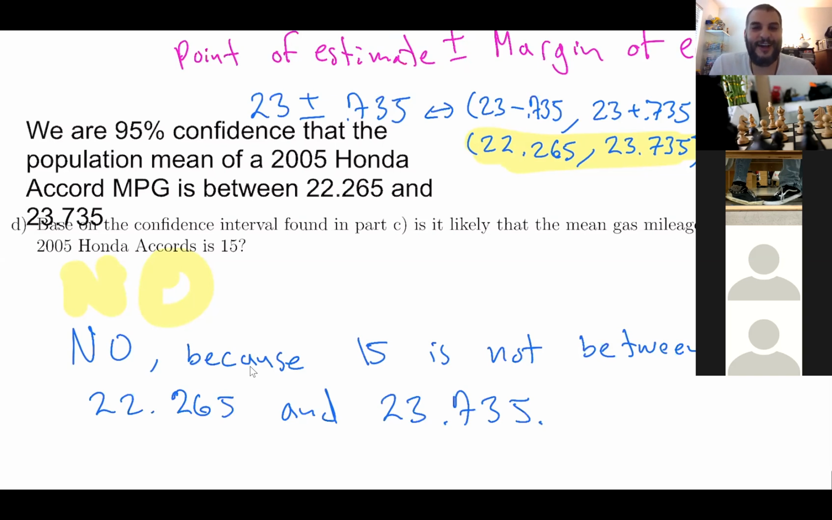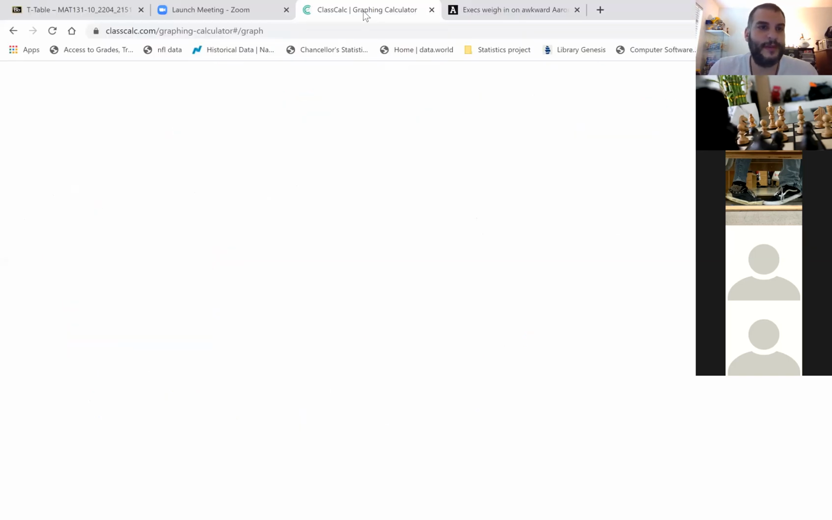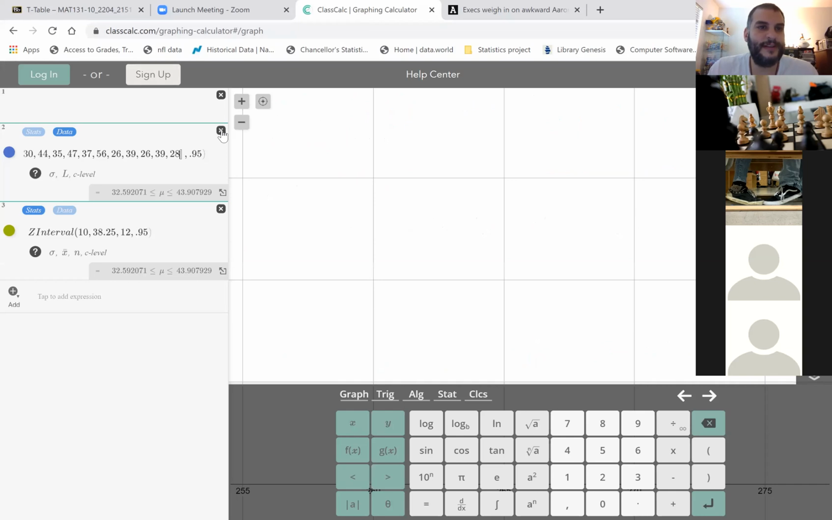Sweet. All right, so up next I'm going to show you how to get the confidence interval using ClassCalc. I'm also going to show you how to get the confidence interval using your TI-84. So first I'm going to do ClassCalc, then we'll do the TI-84. If you have the ClassCalc, have that handy right now. All right, so let me erase this.